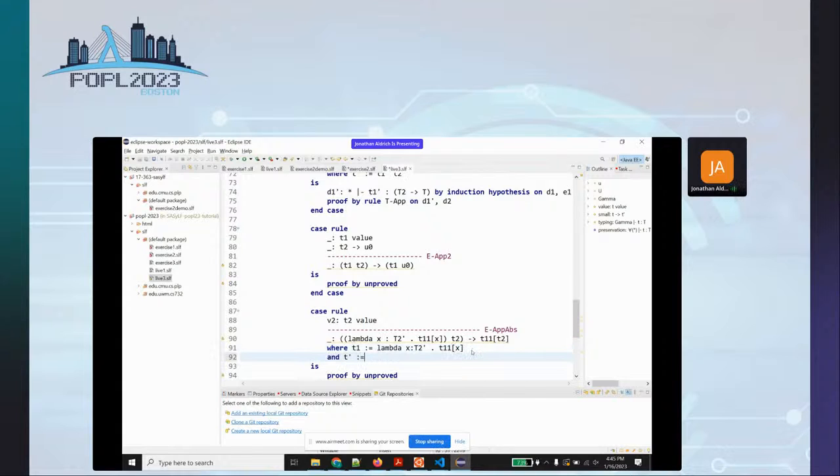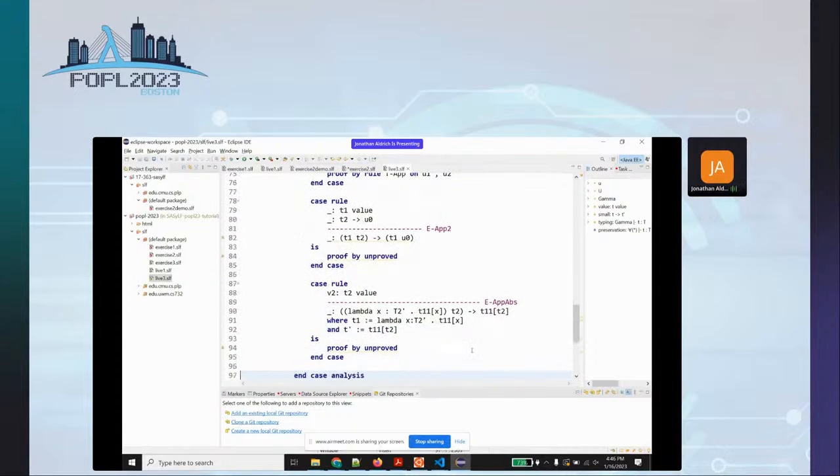And T prime is what? What is the result of our evaluation? T1 substituted with T2. Exactly right. Okay, so now we've got our where clauses. I always have the students fill in the where clauses immediately. And even if you're going to let the quick fix do all the work for you, you still need to put in where clauses and choose reasonable names.